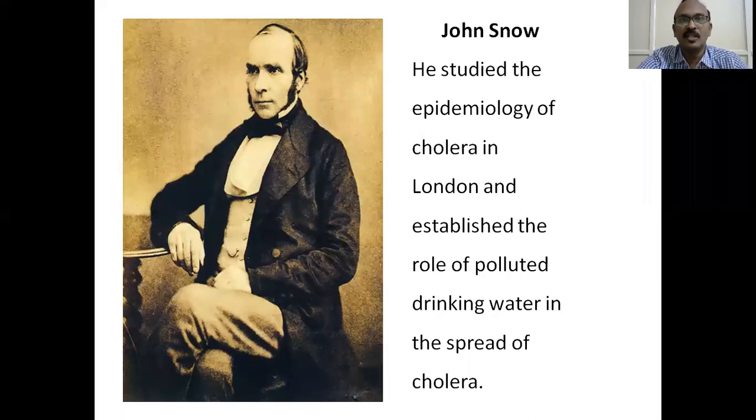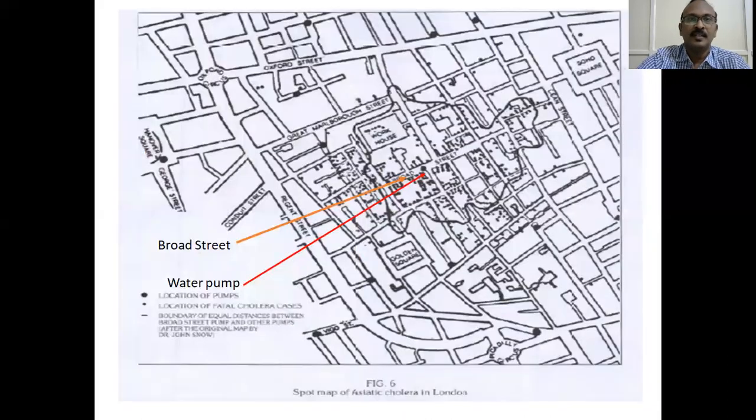This is a picture of John Snow. He studied the epidemiology of cholera in London and established the role of polluted drinking water in the spread of cholera. Now, this is the spot map of Asiatic cholera in London. This has been adapted from the map portrayed by John Snow. So this is about London, and this shows the Golden Square district of London. This entire area is the Golden Square district of London.